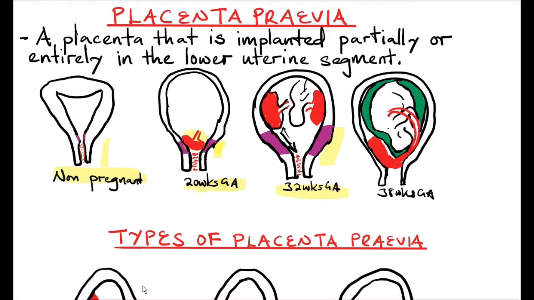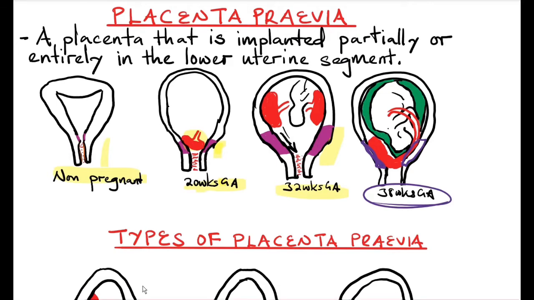fundus here. Now, in cases where the lower uterine segment has fully formed here, but the placenta is still low-lying, this is what you now call placenta previa.